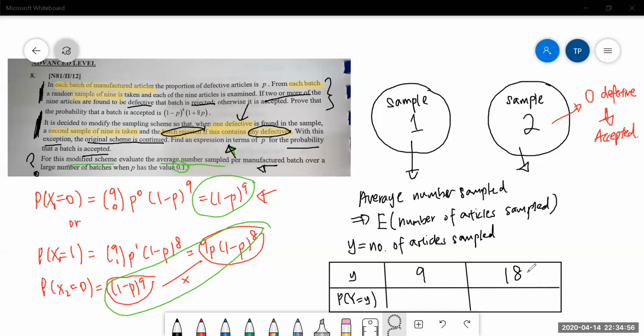Huh? No. The probability of sampling 9 articles, according to our scheme just now. You still remember our scheme? You copied that down, right? Okay. If you forget, later I will send you the video, we can review it.